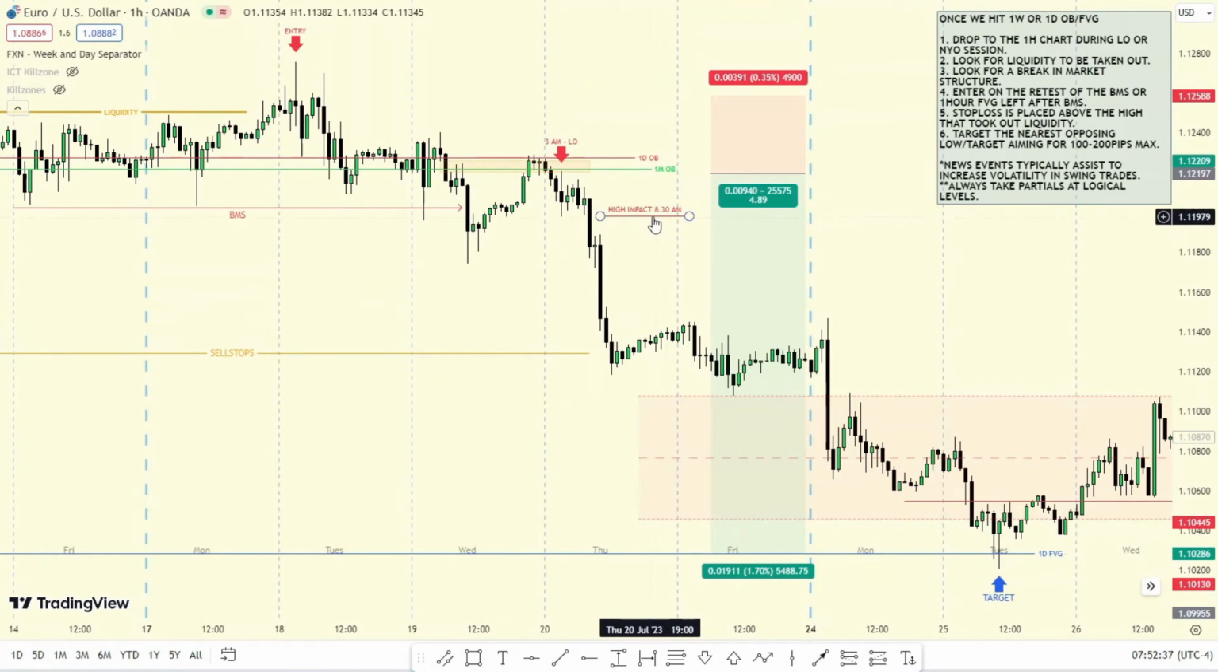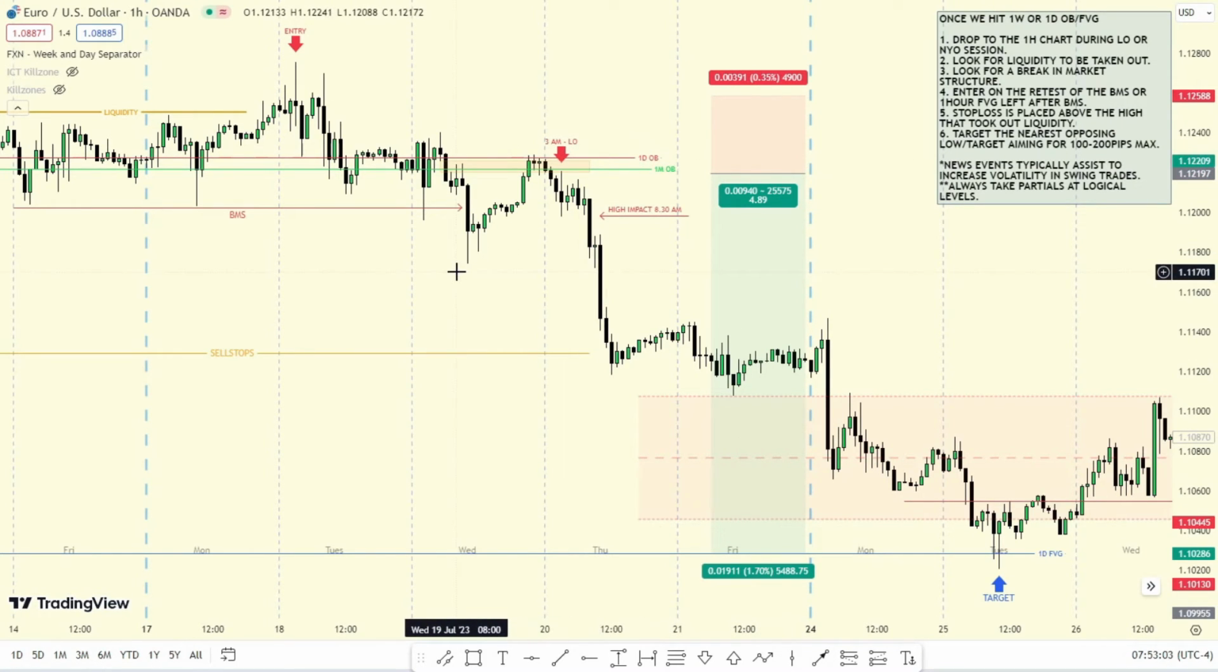And as you can see, I've indicated there's a high impact news. You can go back to your calendar. This was 20th July 2023. If you go back to your calendar, you'll find there's a high impact news that was released at 8:30 a.m., which gave a lot of volatility after that news release. So that's the second example of a simple swing trade that you can really take. It was a maximum of 191 pips, almost 200 pips.